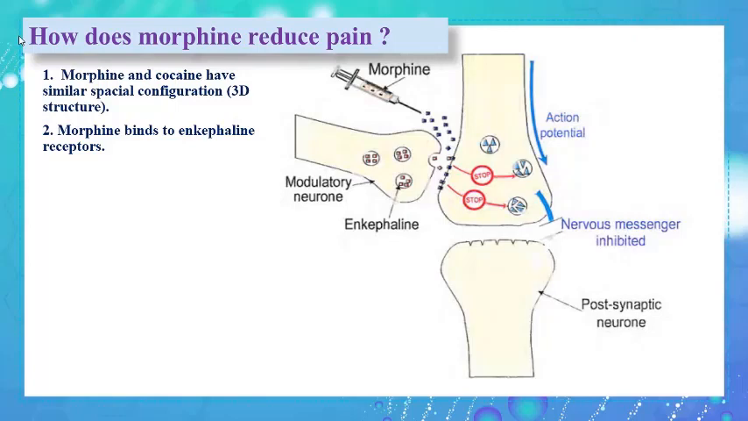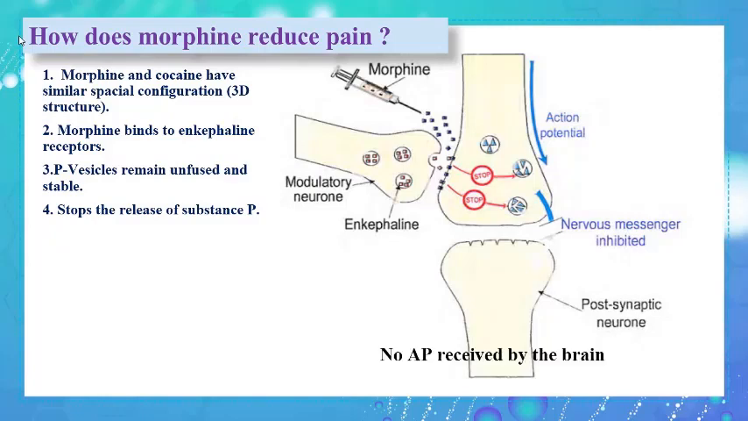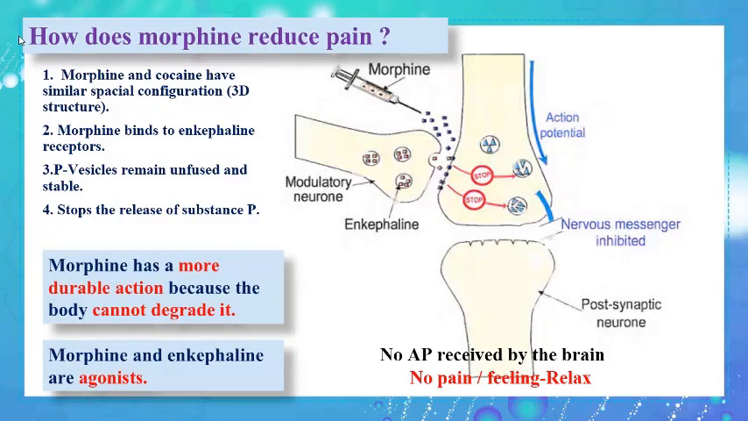Morphine binds to enkephalin receptors. Substance P vesicles remain unfused and stable. And finally, the whole scenario stops the release of substance P. Consequently, no action potential is transmitted to the brain, and thus no pain, and the person feels relaxed. Thus, morphine and enkephalin are agonists. Basically, morphine has a more durable action because the body cannot degrade it by specific enzymes.